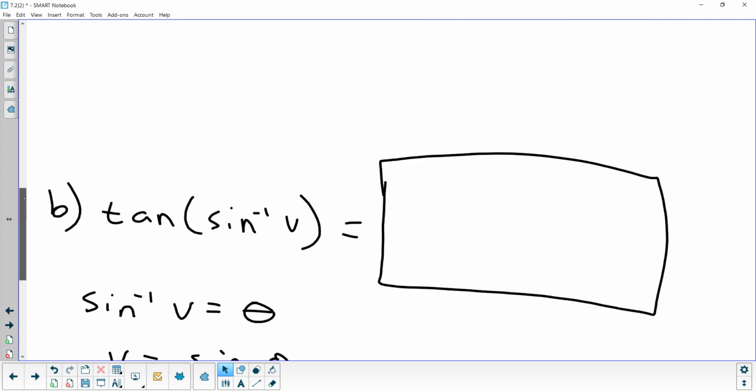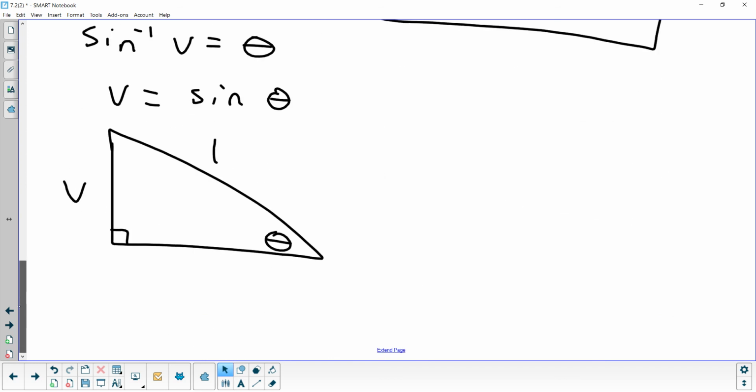Now, what do they really want? They want the tangent of this. Remember, this is theta. So they want the tangent of that. Tangent is opposite over adjacent, so I need this other side. Let's temporarily call it x. Can anybody set up my Pythagorean theorem for me with the information I have right there? V squared plus x squared equals 1 squared.